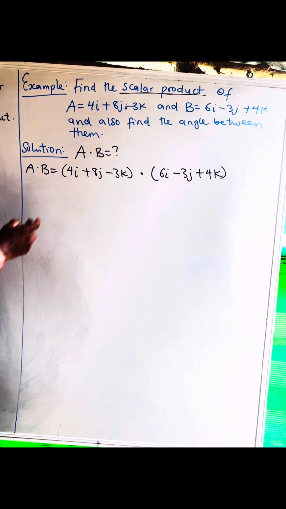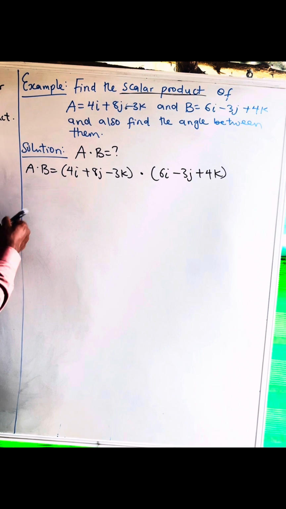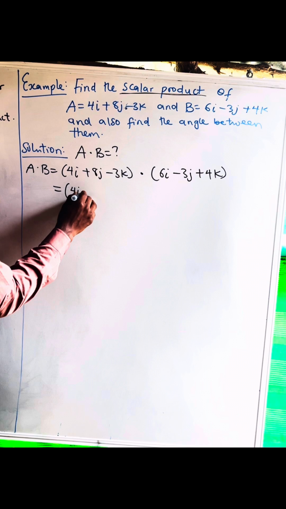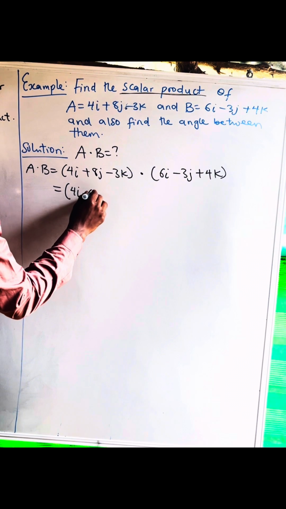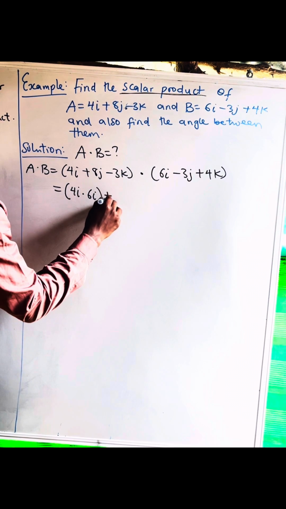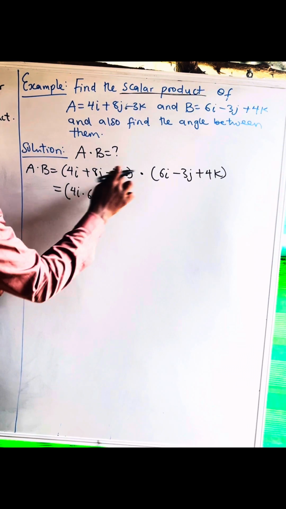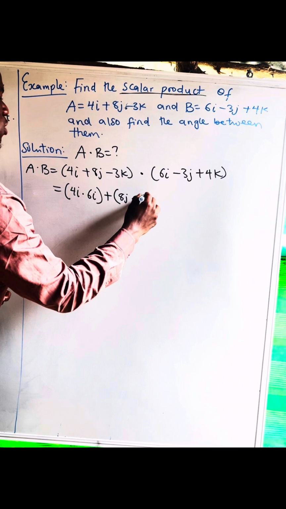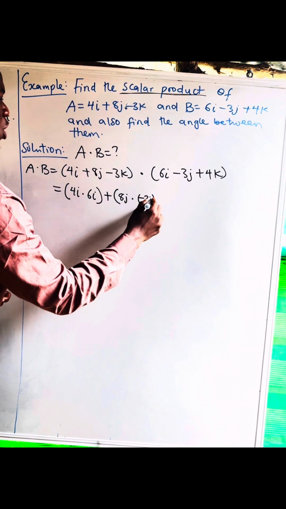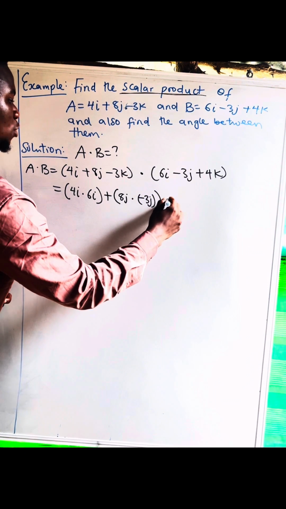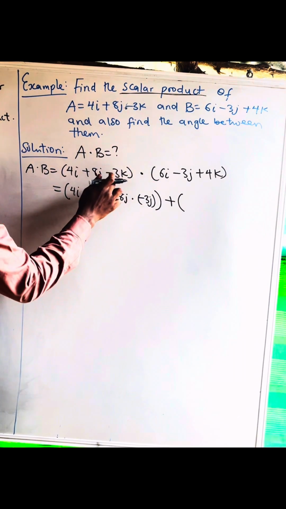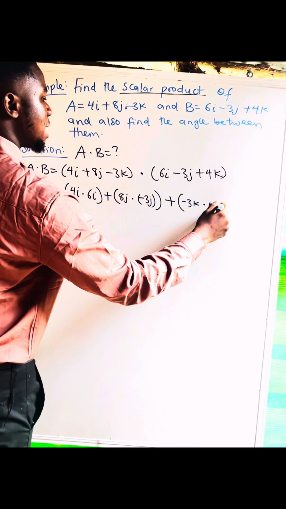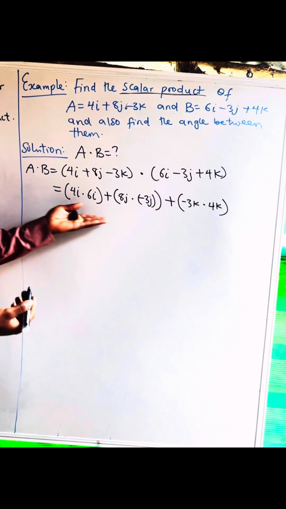So in A we have 4i, so this will be open bracket 4i dot 6i. Then you are going to place plus here. Open another bracket 8j dot minus 3j. Close the brackets. Then place plus again. Open another bracket minus 3k dot 4k. Close the bracket. So this is how you are going to write the expression.